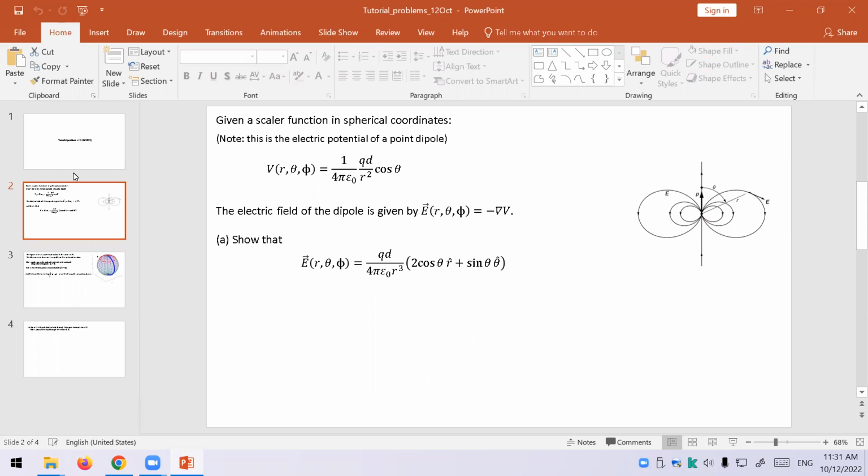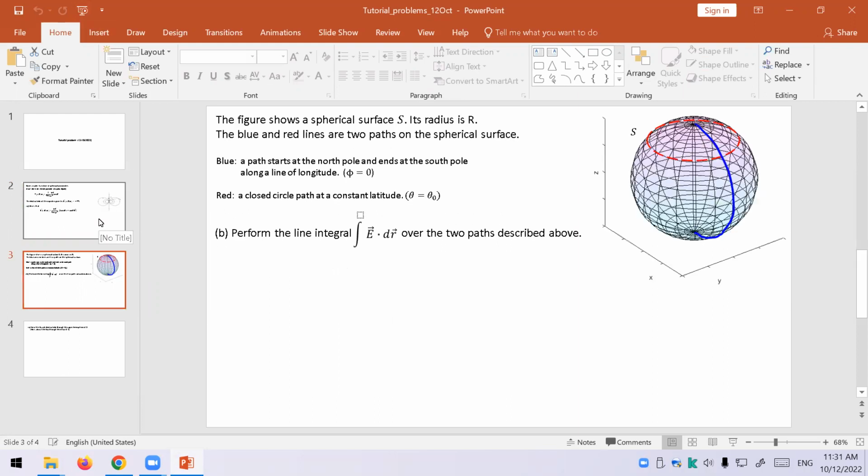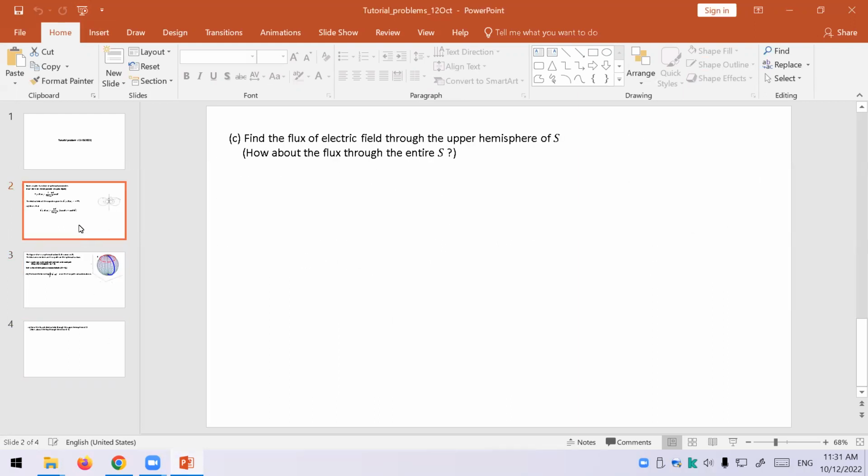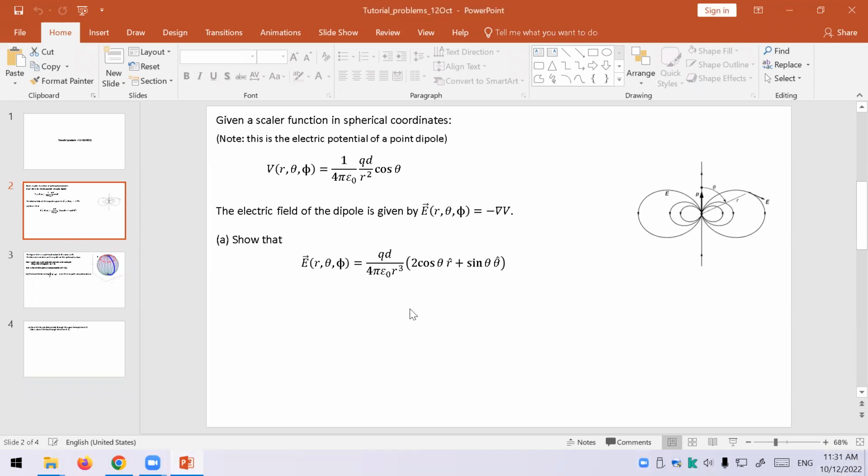Okay, so again, today we'll start with a tutorial problem. Today we have one problem, and there are 3 parts. Again, you can find this file on Blackboard. I would like you to spend a few minutes to look at part A first.